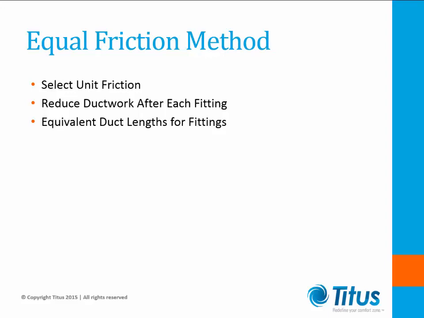Fittings, elbows, transitions, junctions, and takeoffs would be looked up for standard sizes on a lookup table. The table would provide equivalent lengths of duct for each fitting. The total length of ductwork would be summed up for each unit friction and totaled.